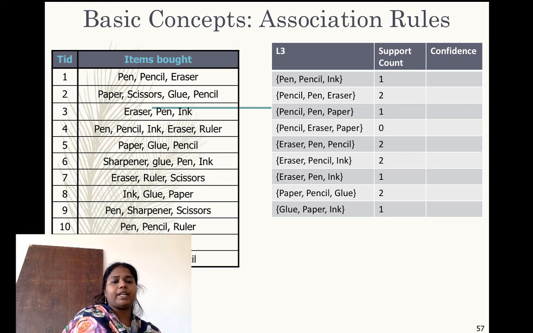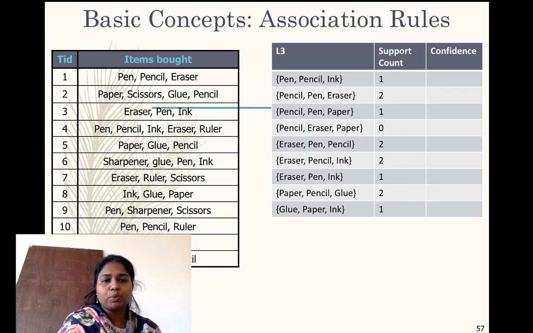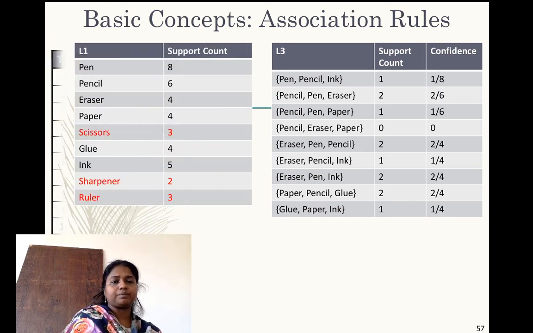To calculate the confidence value, I need to check the number of transactions in which the predecessor was present. For the first combination of L3, pen, pencil and ink, the predecessor is pen. So, out of the total number of transactions in which pen was present, I need to look for transactions in which pen, pencil and ink are present, which is one transaction, all 3 are present out of 8 transactions in which pen was present.